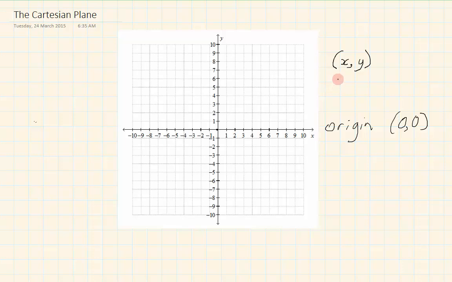So for instance, just a simple one, (1, 1). Okay, so the x value is 1 and the y value is 1. So we can plot that right there. We can also plot negative values, (-3, -2). So we go to our x-axis, -3 is there, and then we go down 2. So that's where our (-3, -2) would be on our Cartesian plane.